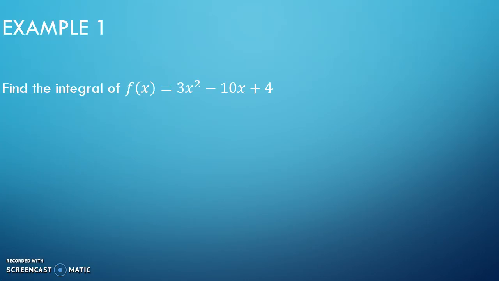So if we're looking at an example now, we want to find the integral of 3x squared minus 10x plus 4. You might want to have a go now at doing this yourself. I've got a worked solution coming up, but maybe just pause this here, have a go at working through that problem yourself using the rules we've just discussed.